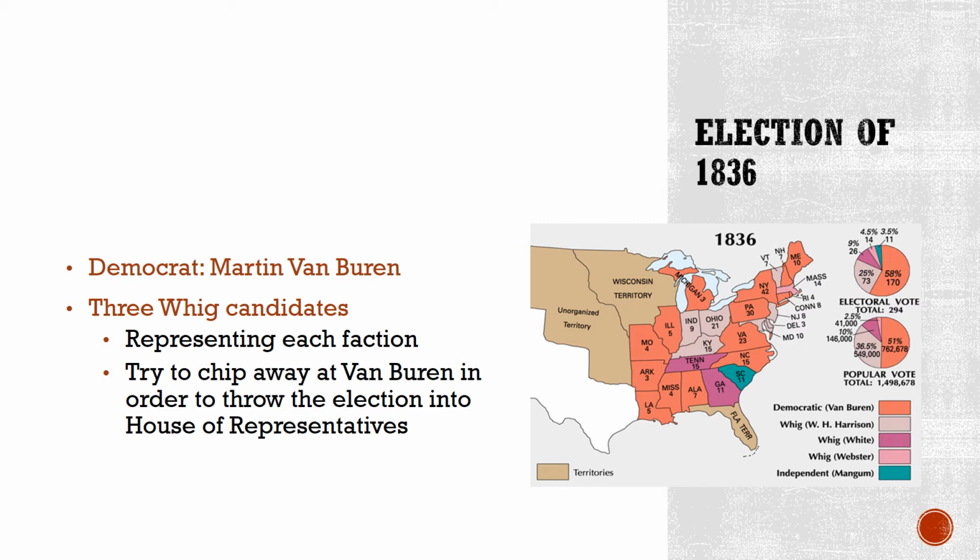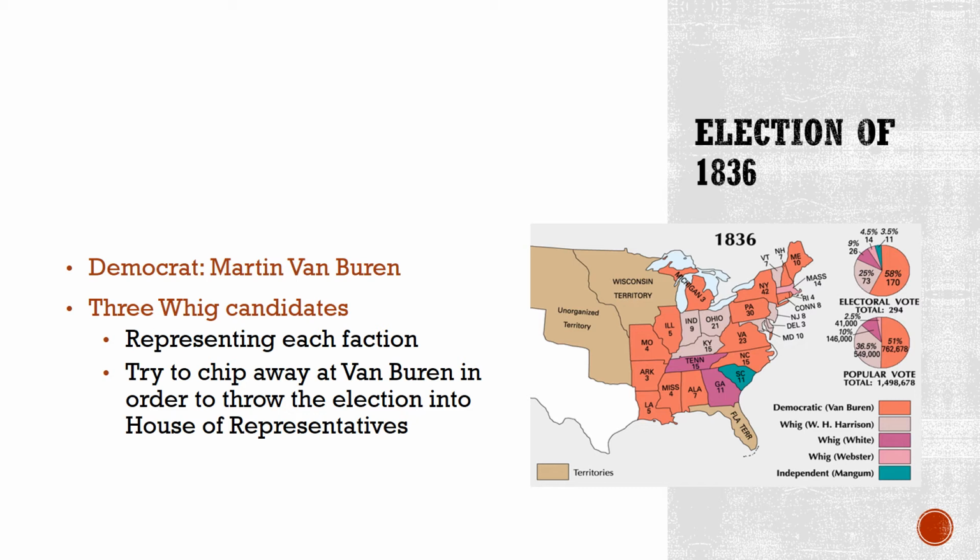And then finally, William Henry Harrison, he's from Indiana, and he represents sort of that national Republican element that Henry Clay was a part of. And it's kind of interesting here that in 1836, the Whigs don't select Henry Clay as their candidate. That's kind of an interesting move.